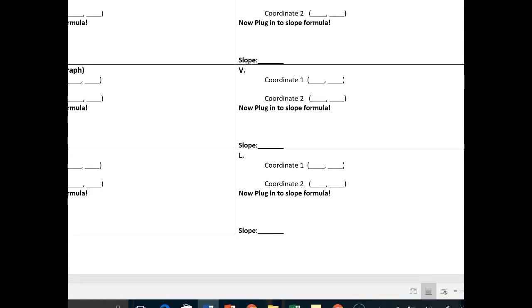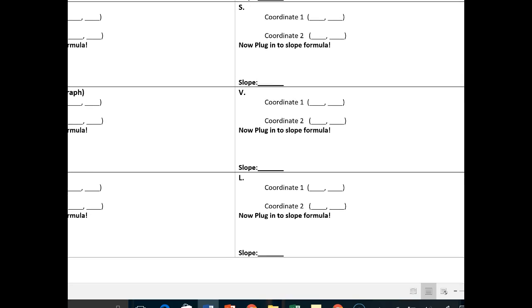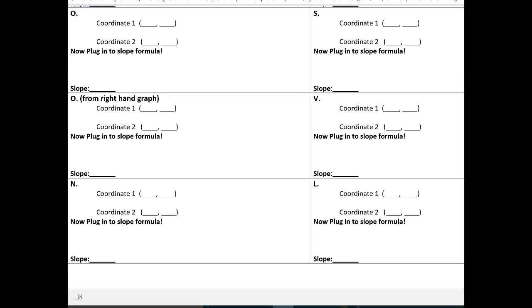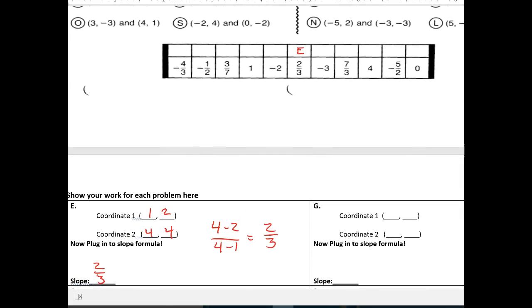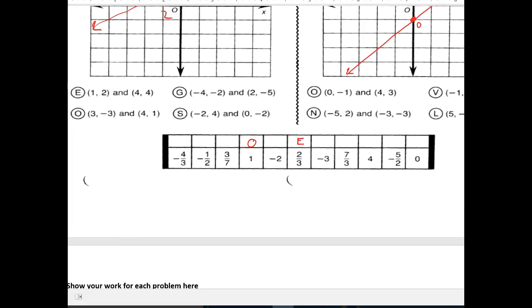So go to the back side of your paper and find O. Happens to be right here, 0, -1, 4, 3. Use the slope formula. 3 minus -1 over 4 minus 0 ends up being 4 over 4, or just 1. All right, so then go to the riddle, find 1, and put an O there. All right, let me do another one for you.